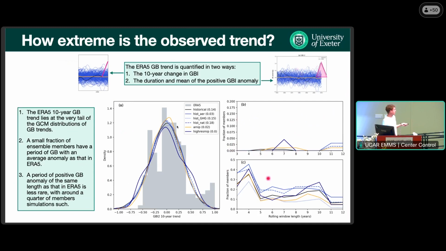More of the models can simulate a period of blocking that's positive, but it's not as strong. So it seems that the models aren't capable of representing a trend like this. So potentially there's some missing component of blocking that we need to better understand.